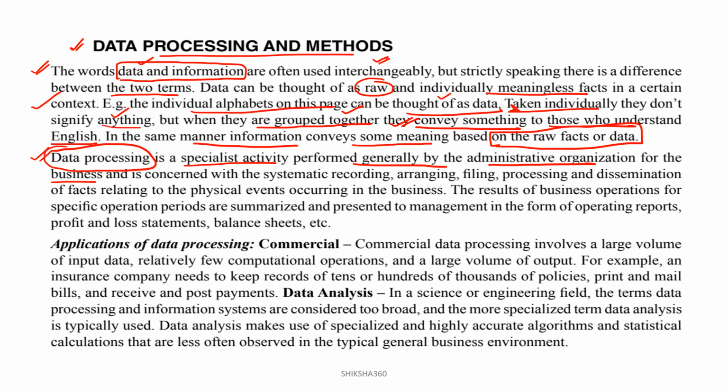So what is data processing? Kindly remember this definition. It is a specialist activity performed by the administrative organization for the business, and it is concerned with systematic recording. First of all, we have to record, then arrange, file, process, and disseminate, that is, provide the facts relating to the physical events occurring in the business. I will repeat the words again: systematic recording, arranging, filing, processing, and dissemination of the facts relating to the physical events occurring in the business.